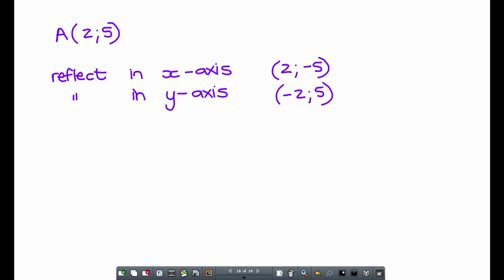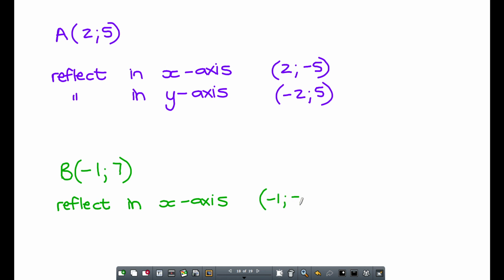Okay, so let's see. I'm giving you B: minus 1 and 7. Hands up. Who wants to reflect in the x-axis? Okay, Anya. Negative 1 and negative 7. Good. Hands up, who wants to reflect in the y-axis?